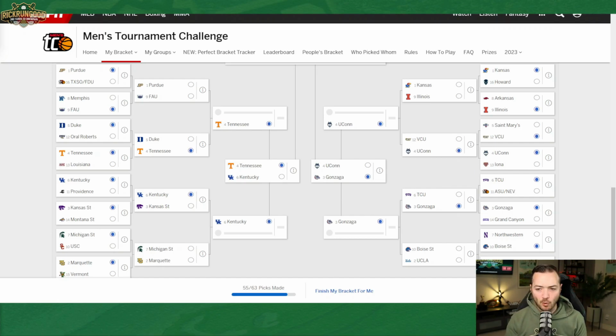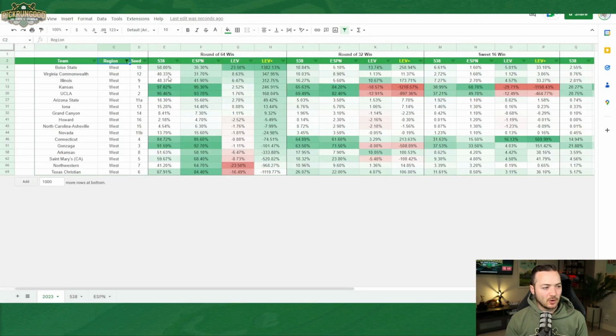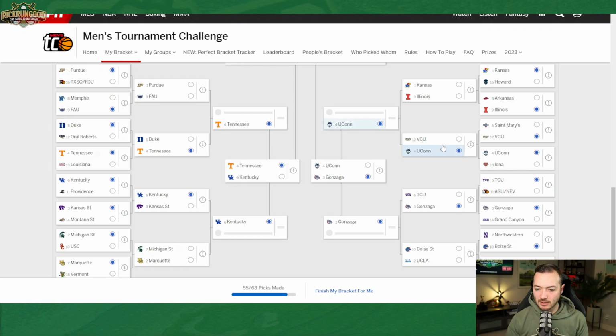VCU is +4, so they're a 4-point dog, but they've got a ton of leverage. Yeah, so 538 has them winning 40% of the time. ESPN being selected only 31% of the time. It's one of the larger leverage plus numbers coming out of the West, so we're going to go for that, just a 4-point dog. Obviously, crazier things have happened and will continue to happen.